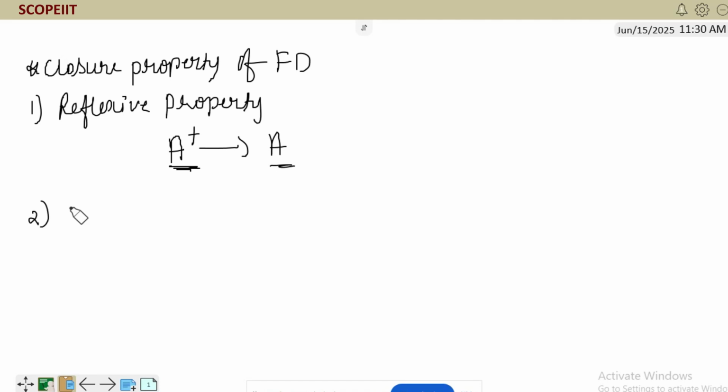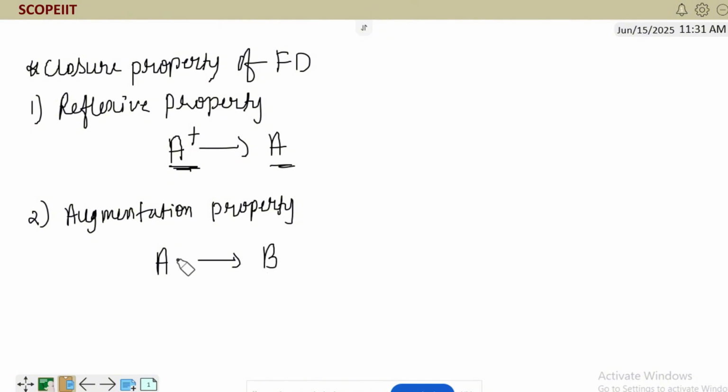The next closure property of functional dependency is augmentation. Now, what do you mean by augmentation property? Like we do in math, right? Suppose you have A tends to B, and you want to add C on the left hand side, then you need to add C on the right hand side. That is the augmentation property. So what is the augmentation property? Augmentation means to add anything. So if you want to add anything on the left hand side, then it is compulsory for you to add the same thing on the right hand side.